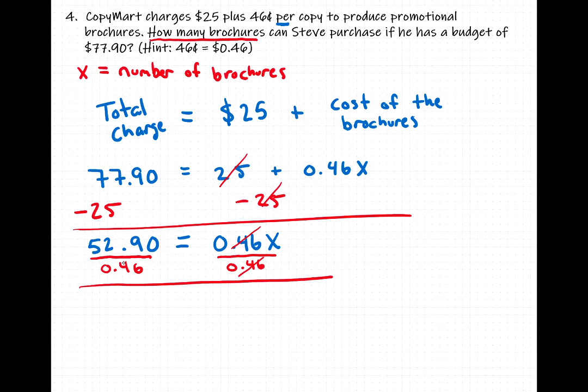52.90 divided by 0.46. According to the calculator, we will get exactly 115. And in this case, x is what we're looking for. The question is, how many can he make? How many brochures can he make? Well, the answer is 115 brochures.